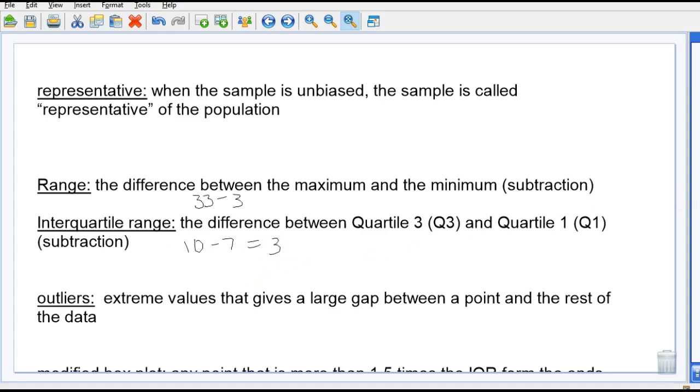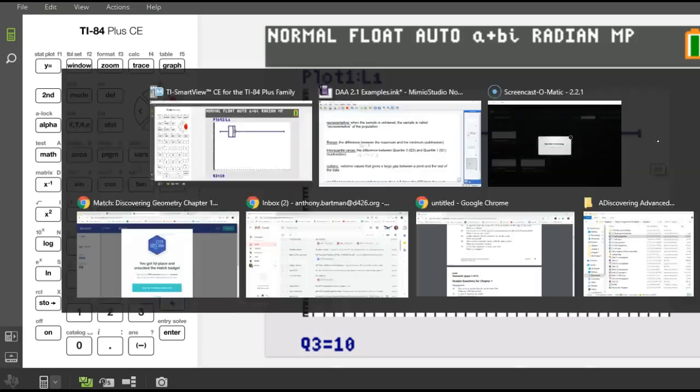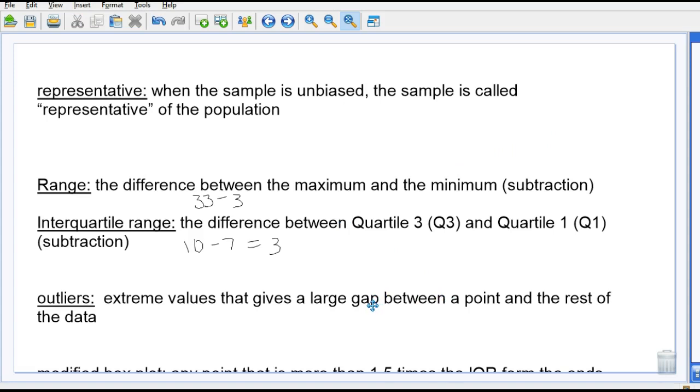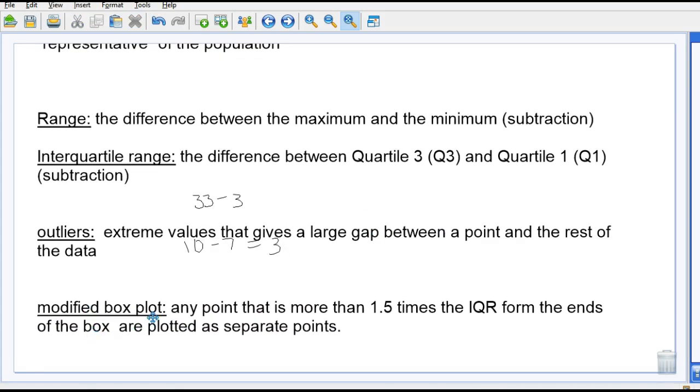Okay, and then we also have the term outliers. Those are extreme values that give a large gap between a point and the rest of the data set. So are there any outliers? Is there anything that seems to be not close to all of these things? Way out here, this one that was 33 seems to be an outlier. It's way far out.